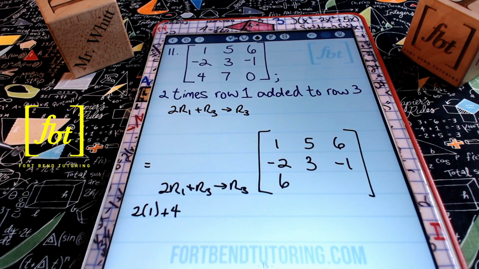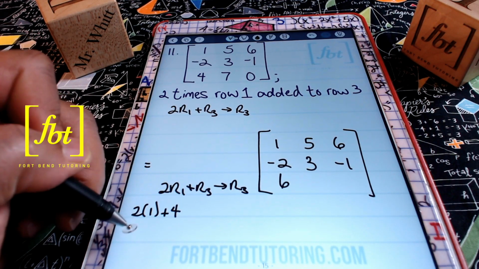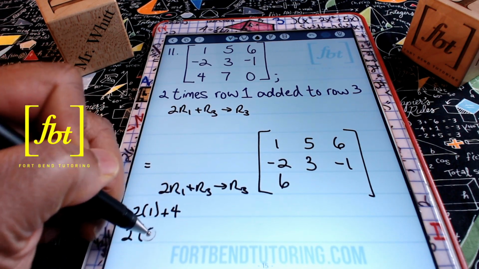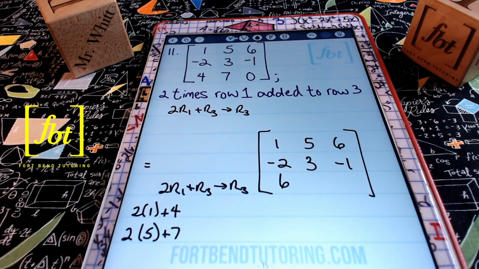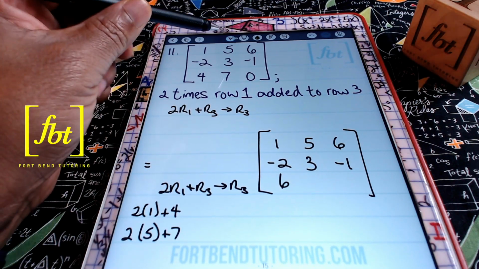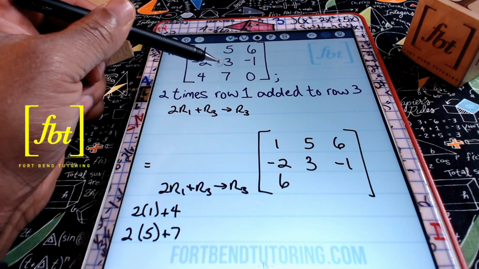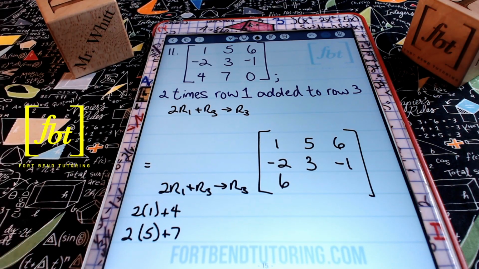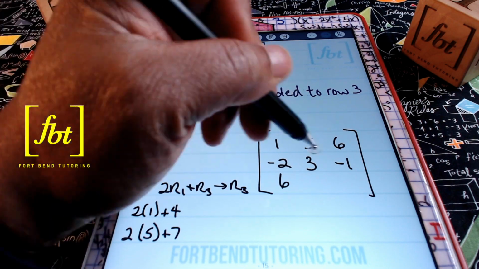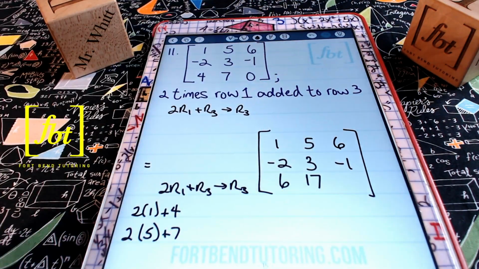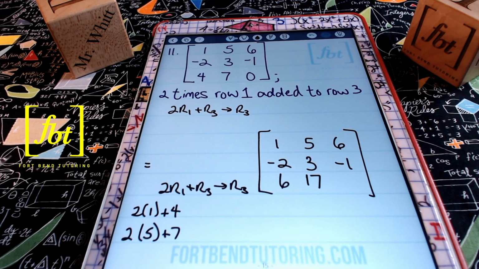Then you're going to say 2 times 5 plus 7. So multiplying 2 times our second element in row 1, then adding that to the corresponding element in row 3. So you have 2 times 5 is 10. 10 plus 7 gives you 17, people. There you go. Just like that.